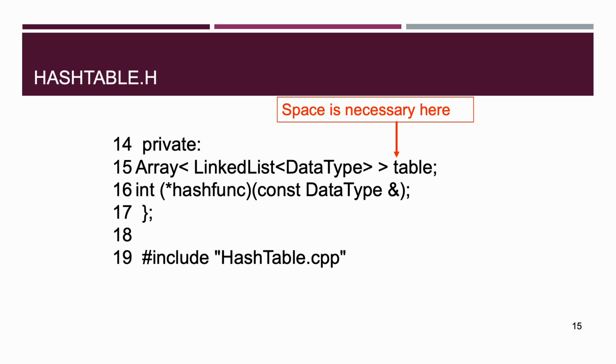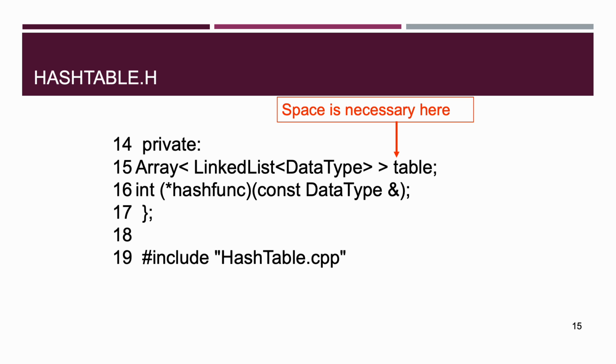Next we have the function pointer, integer hash function, constant data type. This function pointer hash function holds the address of the hash function provided by the client. It takes a constant reference to data type and returns an integer, which will be used as the index in the hash table. This flexible design allows different hash functions to be used, adapting the table's behavior as needed.